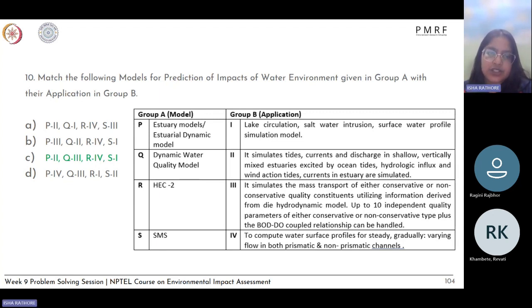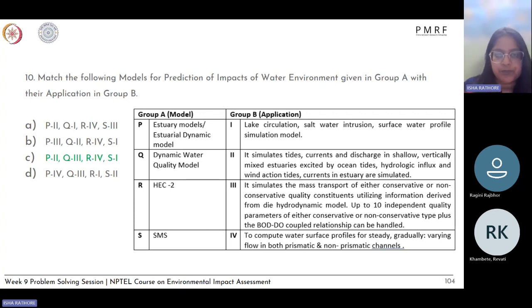Then HEC2 is used to compute water surface profiles for steady, gradually varying flow in both prismatic and non-prismatic channels. So R matches with 4. And SMS model is used for modeling lake circulation, salt water intrusion, surface water profile simulation. So S matches with 1. So the correct answer is P matches with 2, Q matches with 3, R matches with 4, and S matches with 1.